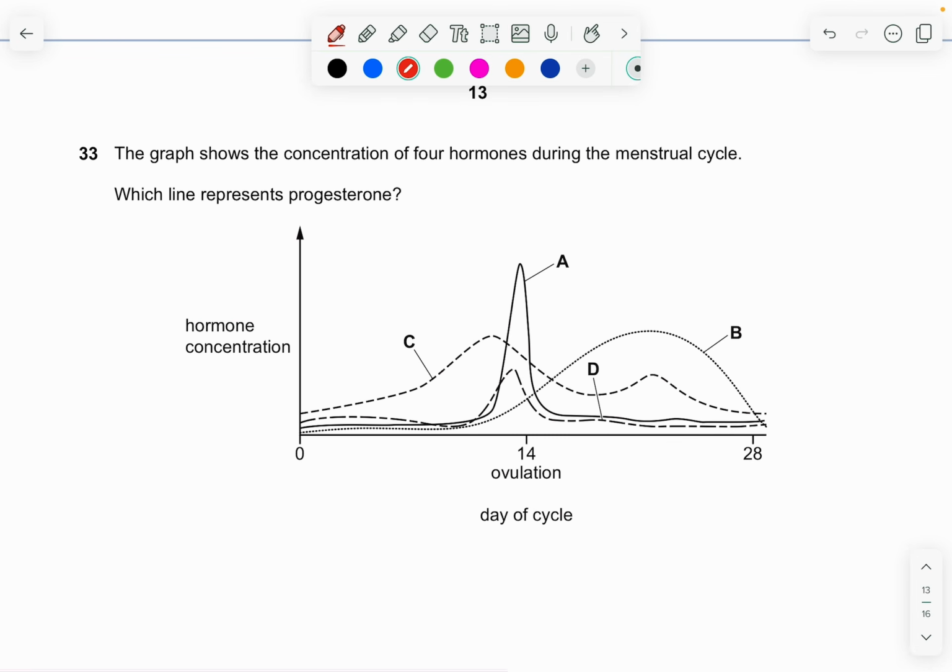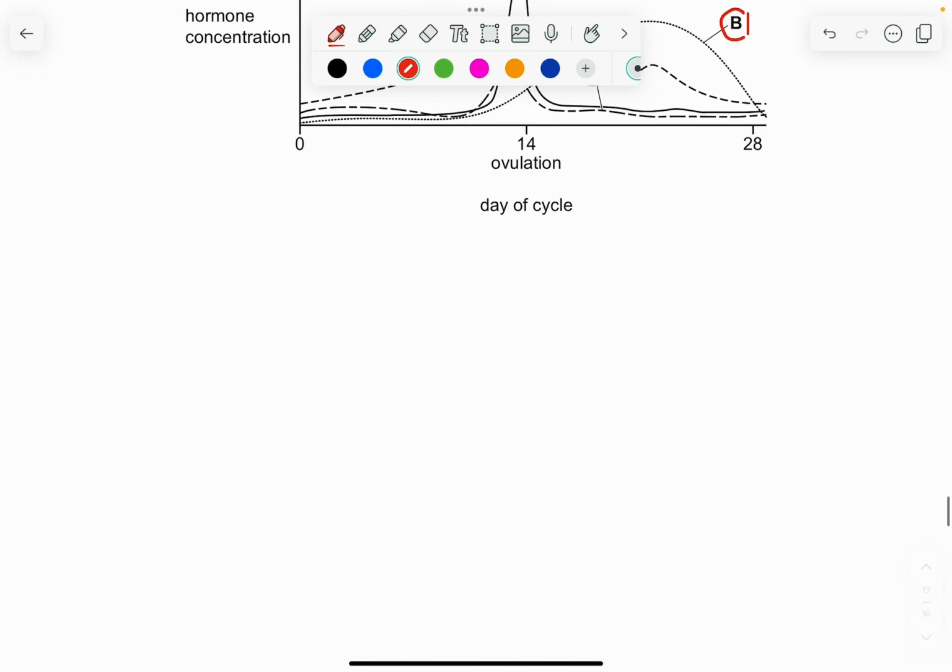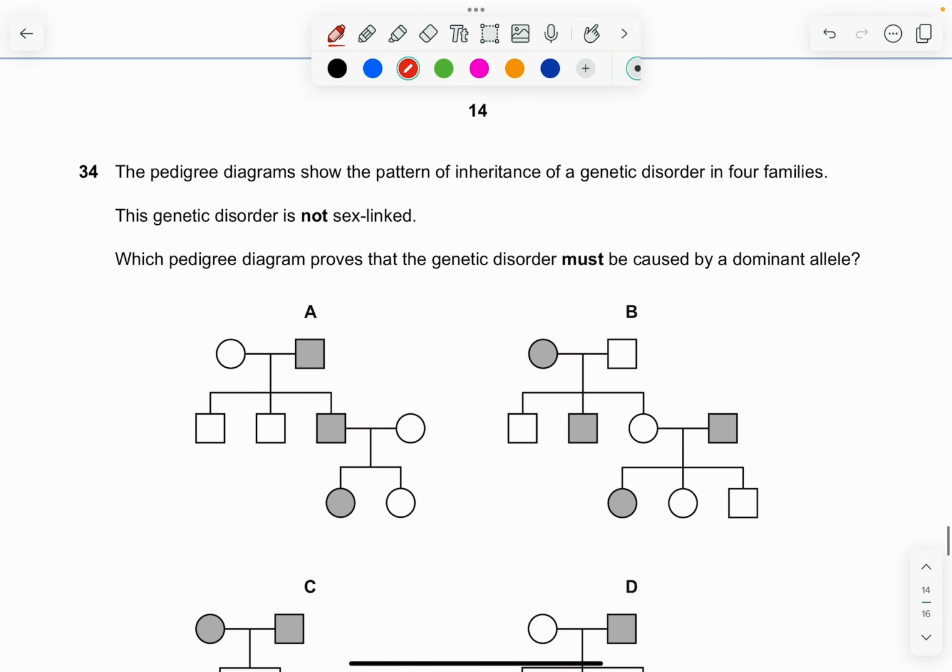Question 33. The graph shows the concentration of 4 hormones during the menstrual cycle. Which line represents progesterone? Progesterone always happens at almost the end, or you may say after 16 days to the end of the month is where it rises. It's usually the highest in the graph. So in this case, you can see it is B. This is progesterone.